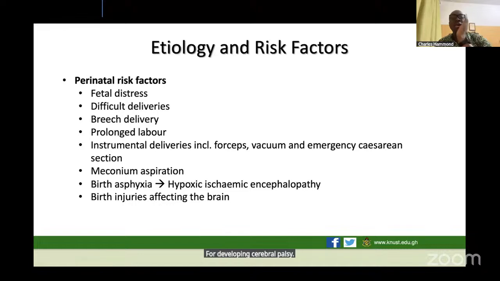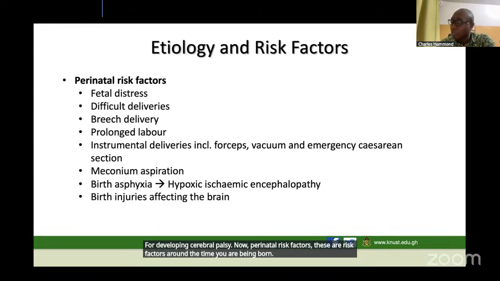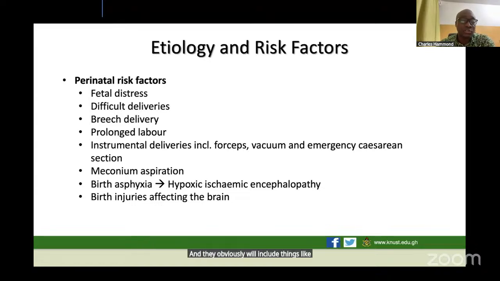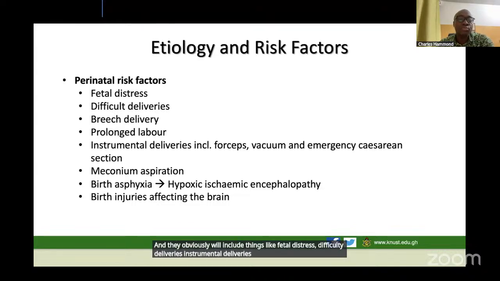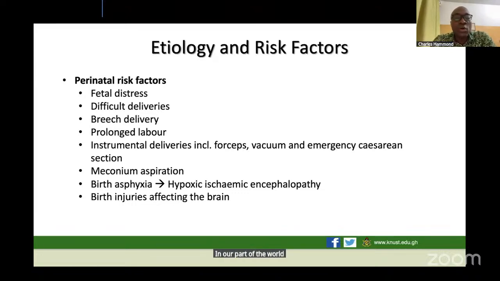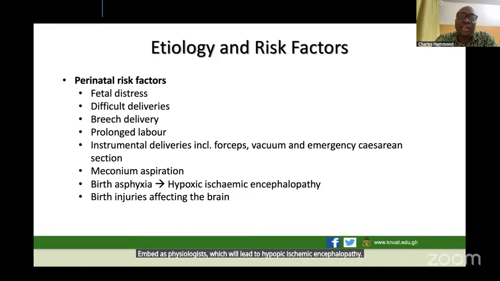Now, perinatal risk factors, these are risk factors around the time you are being born, and they obviously will include things like fetal distress, difficult deliveries, instrumental deliveries, breech delivery, prolonged labor, and by and large, these are the most common risk factors we encounter in our part of the world. Meconium aspiration and birth asphyxias, which will lead to hypoxic ischemic encephalopathy. And then sometimes birth injuries affecting the brain.